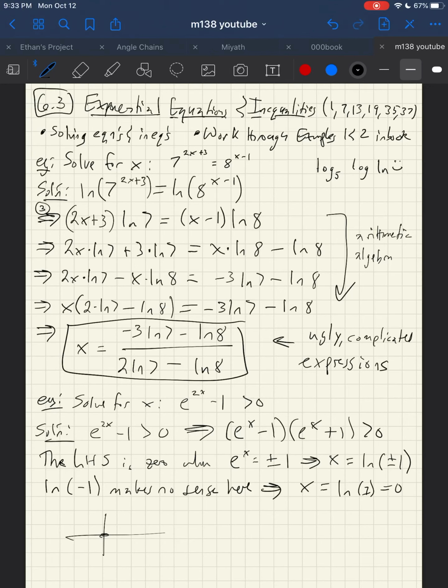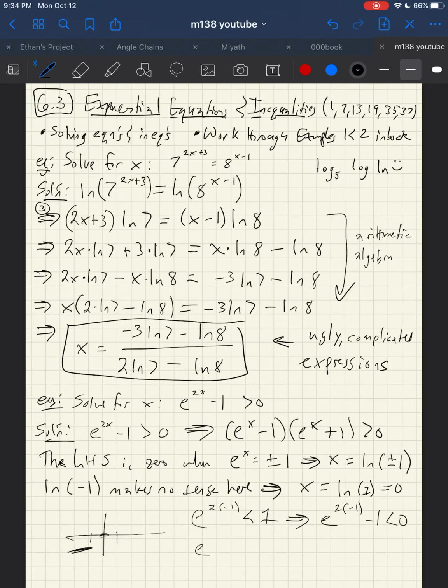So which side's positive, which side's negative? This, I think, is a little easier with test points. If I plug in a negative number, e to the 2 times negative 1, that's going to be less than 1, and that means e to the 2 times negative 1 minus 1 is less than 0. So this is going to be negative over here.